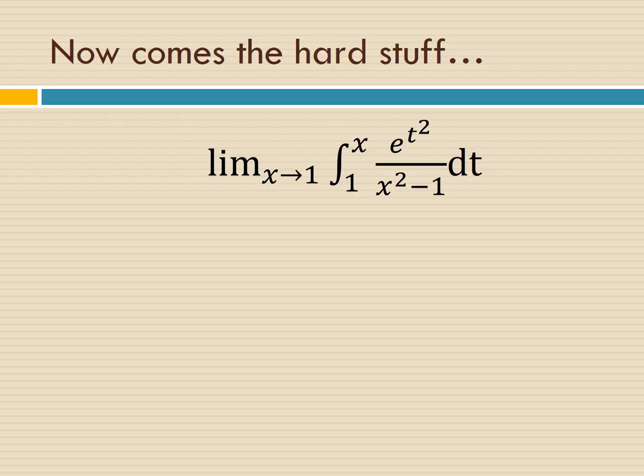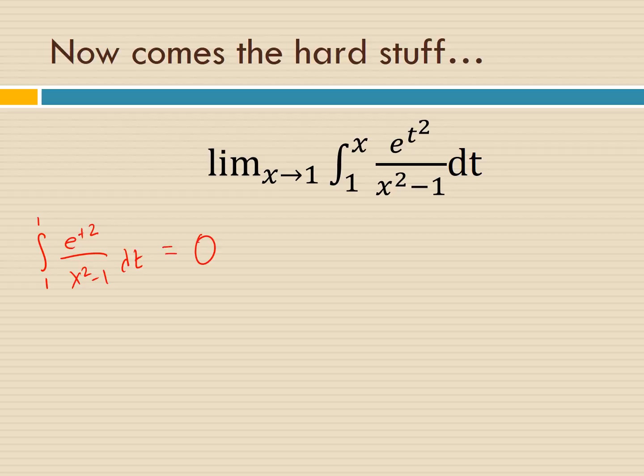So there are some times where L'Hopital's problems can get a little tricky, for example with this one. For this one, you have the limit as x is approaching 1 of an integral. So if you plug in a 1, you get the integral from 1 to 1 of e to the t squared over x squared minus 1. And whenever you have an integral from the same limit, it's always 0.